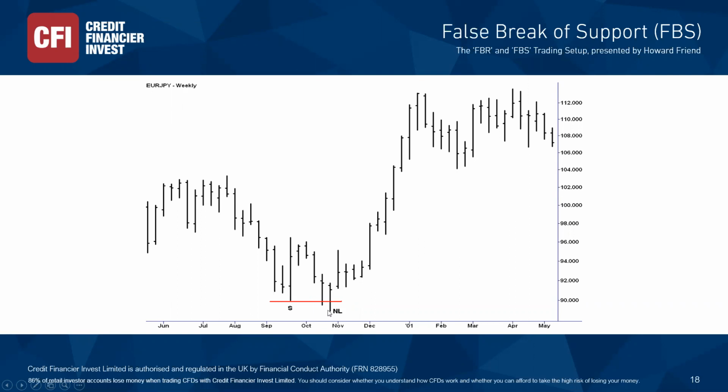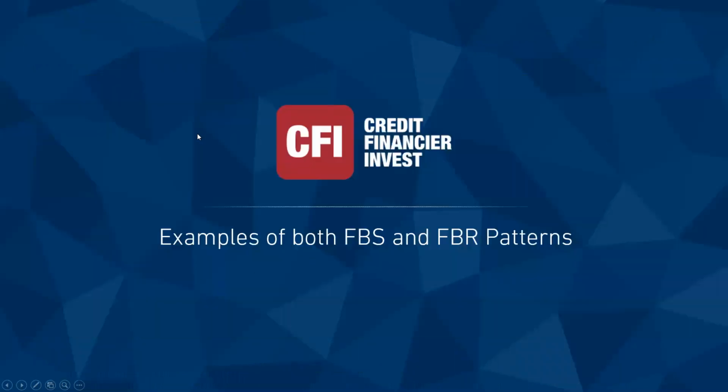So again, we've got a trap situation where we've had a false break of support right down here, and it tells you who is in control of the market for Euro Yen. From this point onwards, Euro Yen rallied, corrected back, and then we started to see a really good mega move to the upside, which was quite a good one to attack. Okay, so that's the false break of support. Let's just show you a few examples of both of the patterns on the same charts.